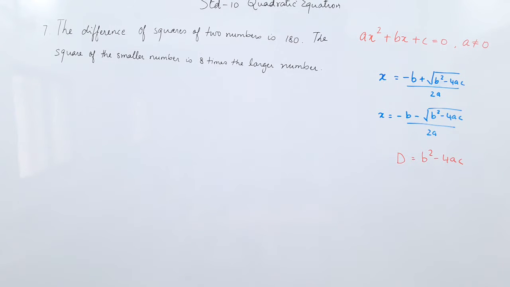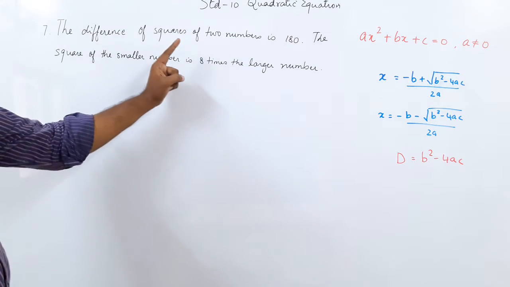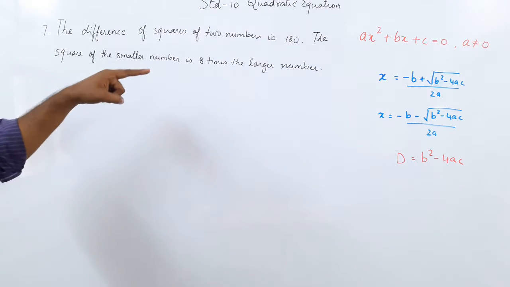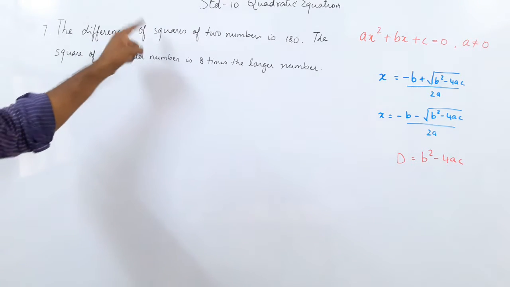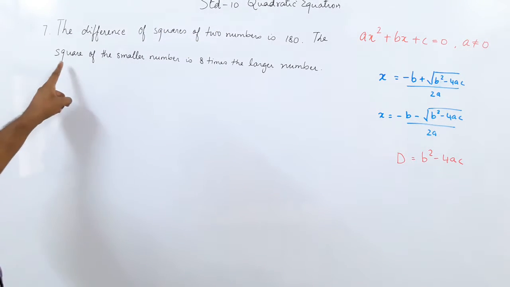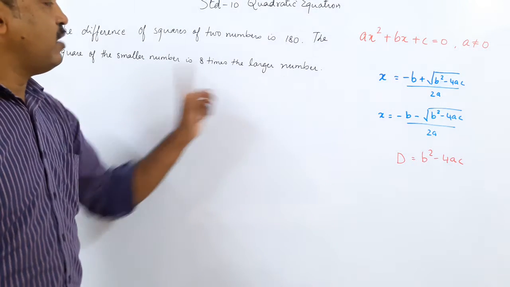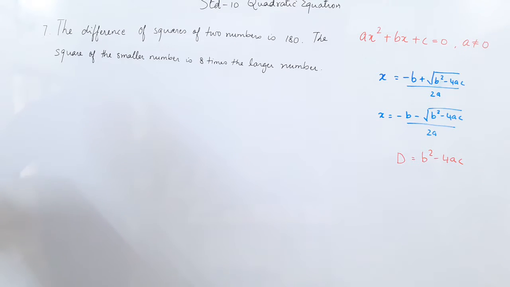Moving on to the second question. The question is, the difference of squares of two numbers is 180. So what is given to you? Not the numbers. The difference of squares of the two numbers is 180. The square of the smaller number is 8 times the larger number, and we have to find the two numbers. So here you have to think how we are going to make the equation.